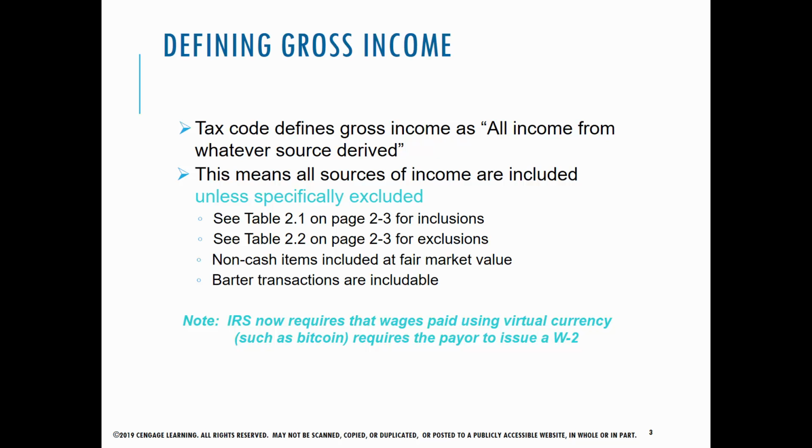And here's why. First bullet, tax code defines gross income as all income from whatever source derived, right? So the only time you can exclude something is if it is specifically excluded in tax code, right? And that I highlighted in blue. So unless something is identified in tax code as you do not have to pay tax on this, then you do have to pay tax on it.